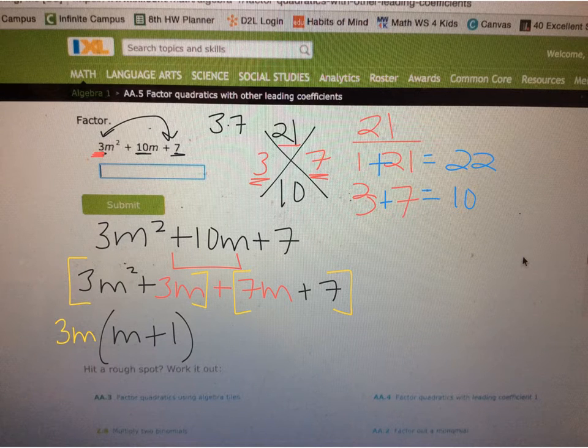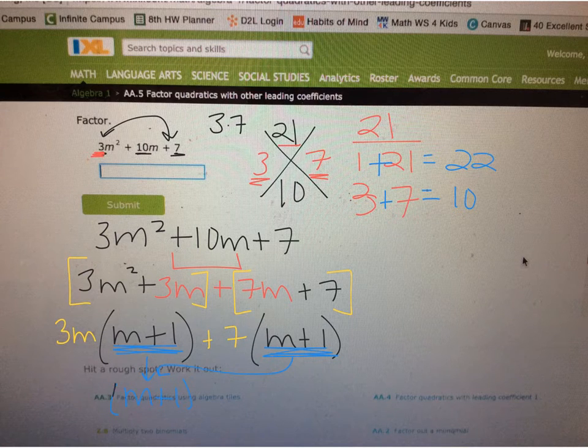We can do the same thing for our other 2 terms, 7m plus 7. We can pull out a positive 7 as our GCF, and then we can go ahead and write what's left over, an m plus 1. When you use the grouping method to factor your given trinomial, your goal is to make sure that these 2 parentheses, or those 2 binomials, are the same. So we're going to take and write down one of them, m plus 1.